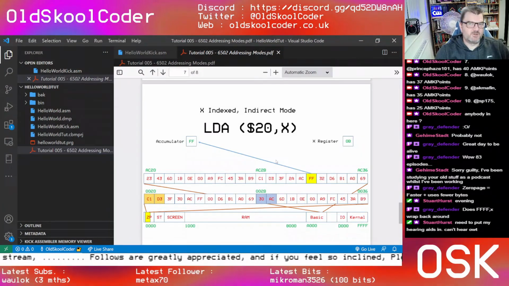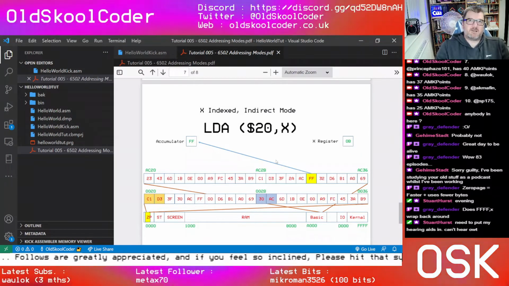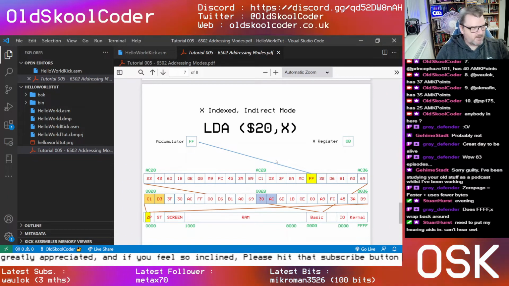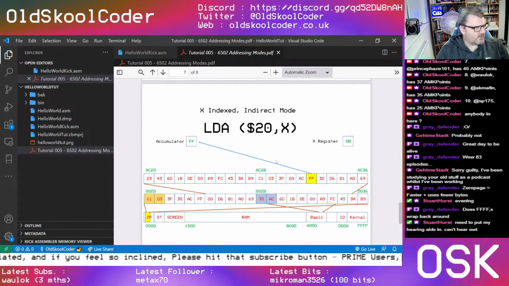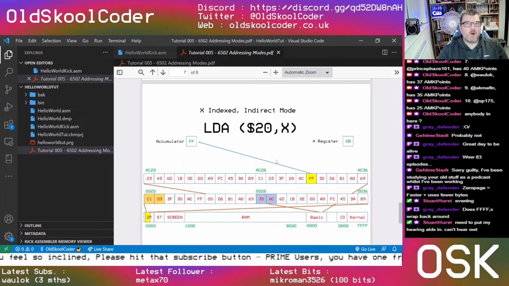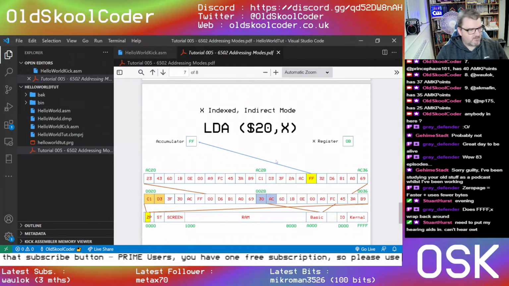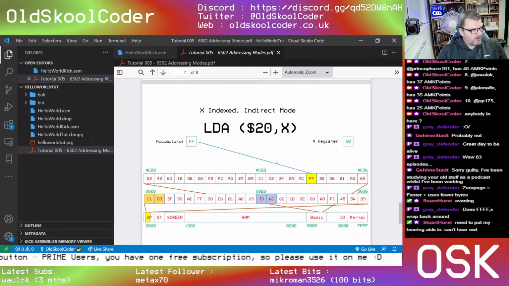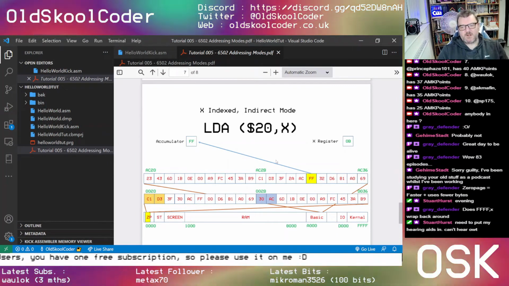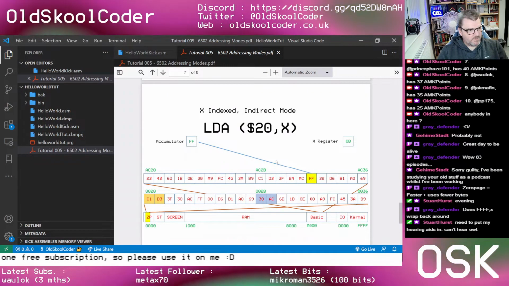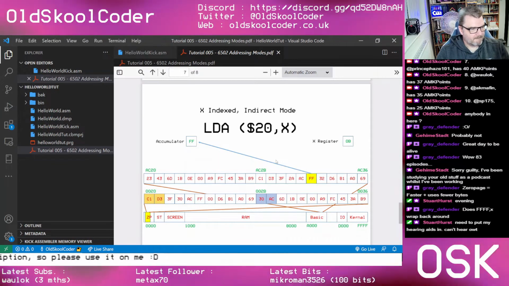Yes, FF is the same situation as zero page, because you can't have $1F10000. It wraps back round to the beginning. I mean, we can try and demonstrate that when we do the thing, but yeah.